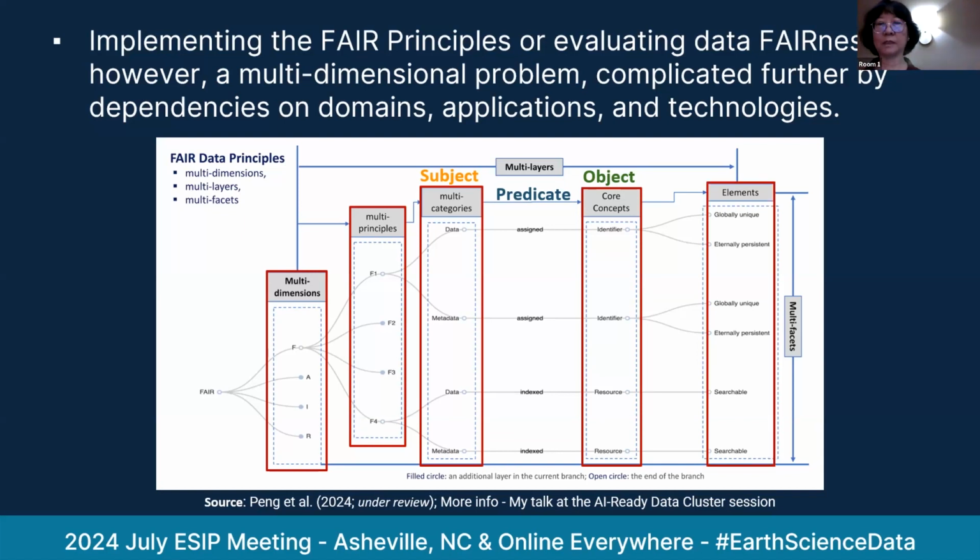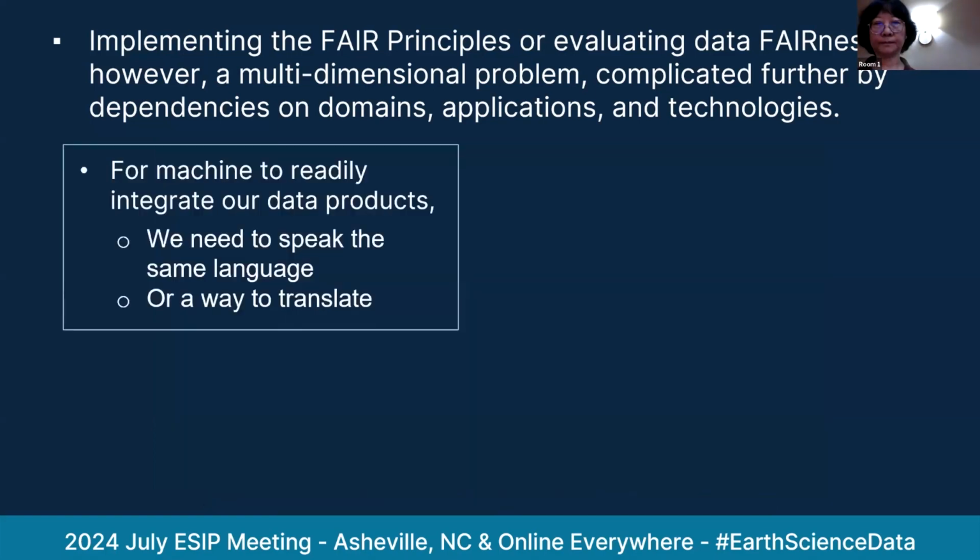But then from the individual concept, you also have this multifacetedness, because the elements that modify that object are sometimes one, sometimes more than one. For example, F1 is data assigned an identifier that needs to be globally unique and persistent. For machines to readily integrate our products, we need to speak the same language, or have a way to translate.